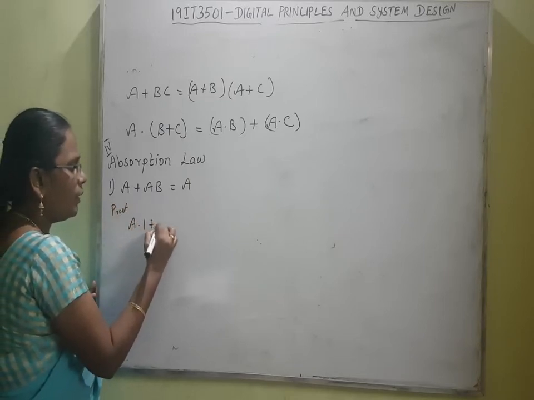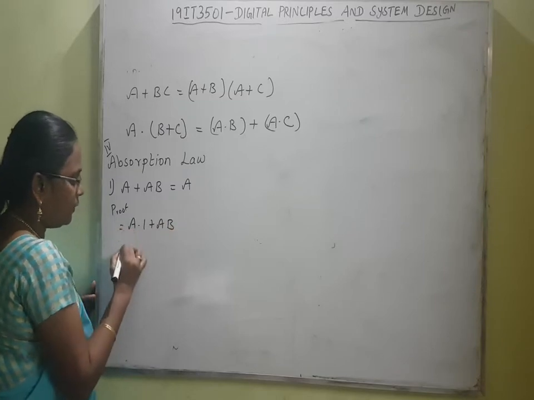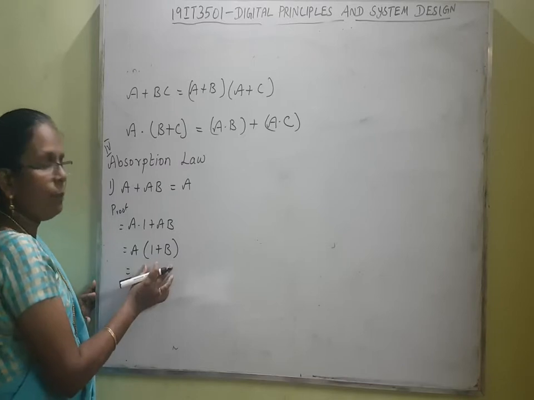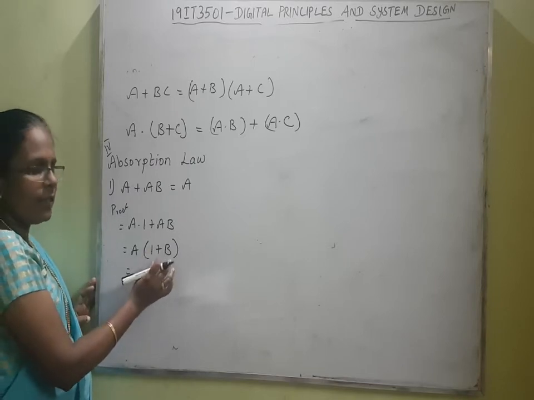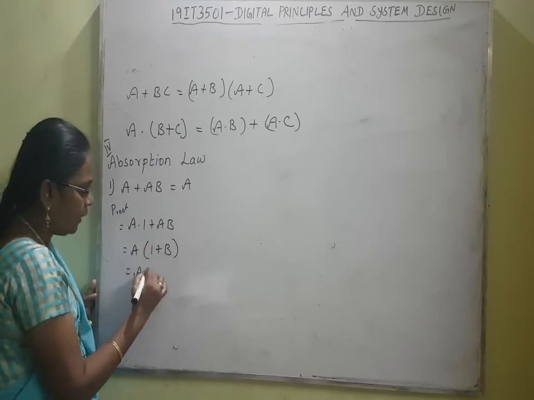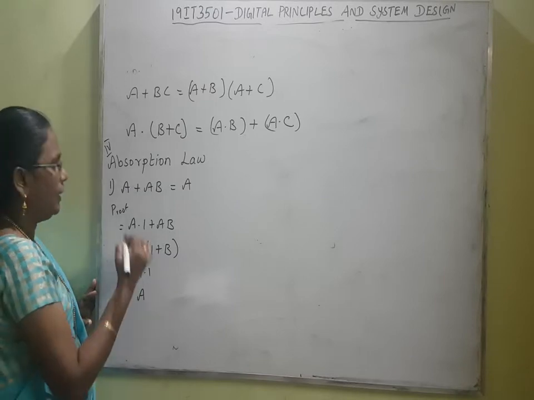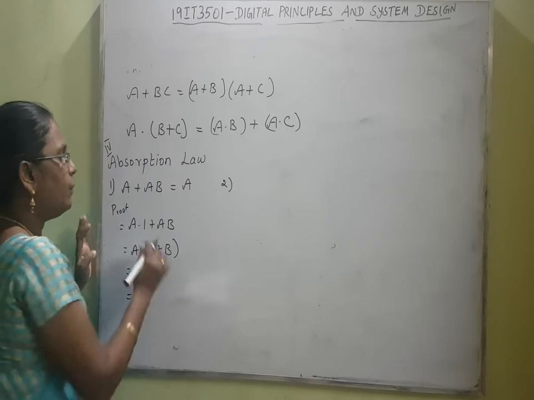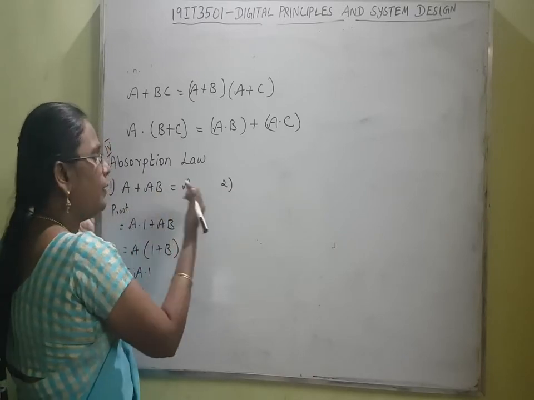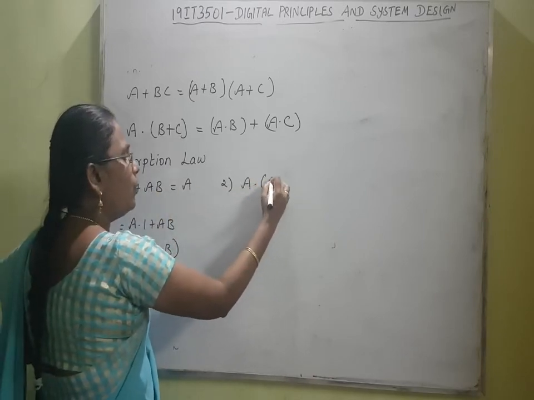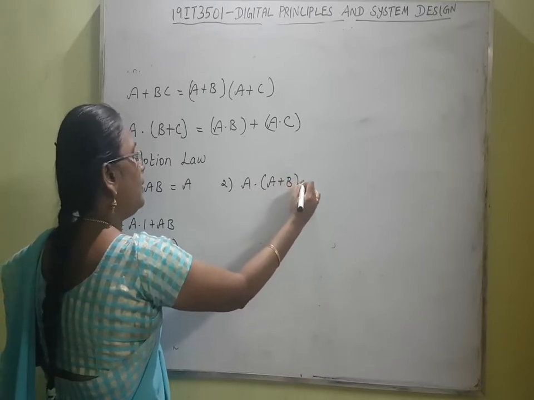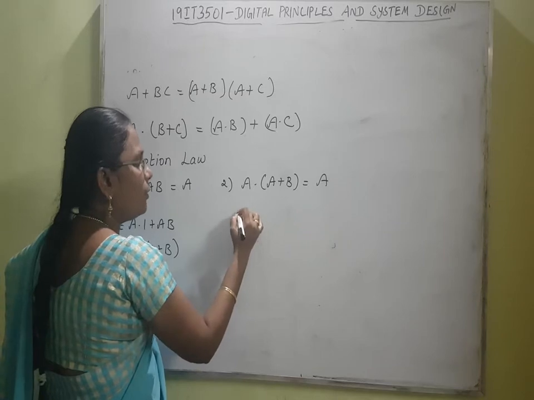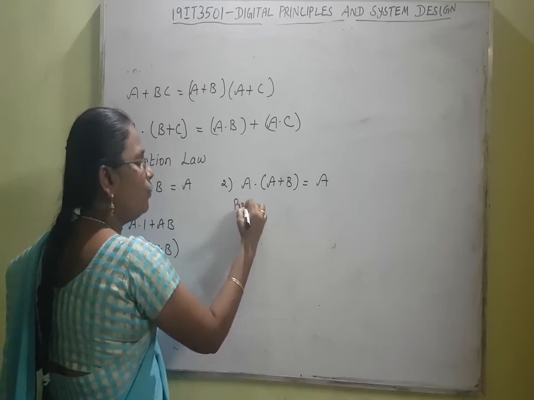A into (1 plus B), which is equal to A into (1 plus B). What is 1 plus anything? 1 plus anything is equal to 1. So A into 1 is equal to A. Hence it is proved. The second absorption law is the dual of this: A into (A plus B) is equal to A. For the proof, you have to take the left hand side.